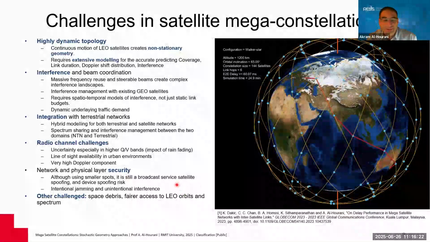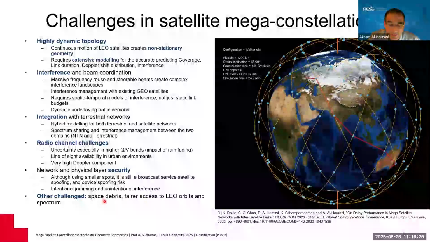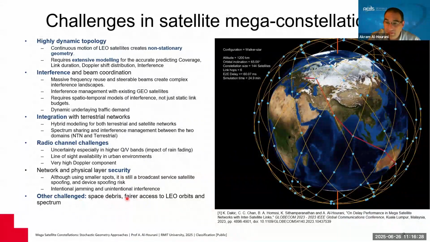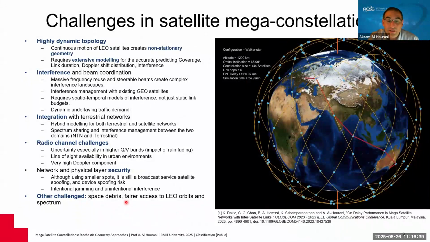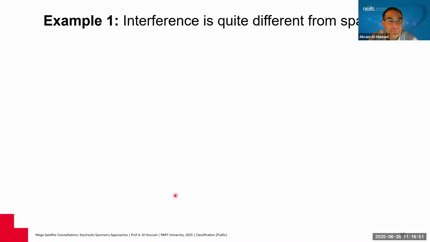Now, there are other challenges we're not going to cover, but in general, the creation of space debris should also be managed very carefully. These satellites have hazards of collision. There are thousands, tens of thousands of collision avoidance maneuvers being initiated in some of these constellations. We also want to guarantee fair access to LEO orbits. The constellation shouldn't be controlled by just one company or one person. It should be more democratized and everyone should have fair access to space.